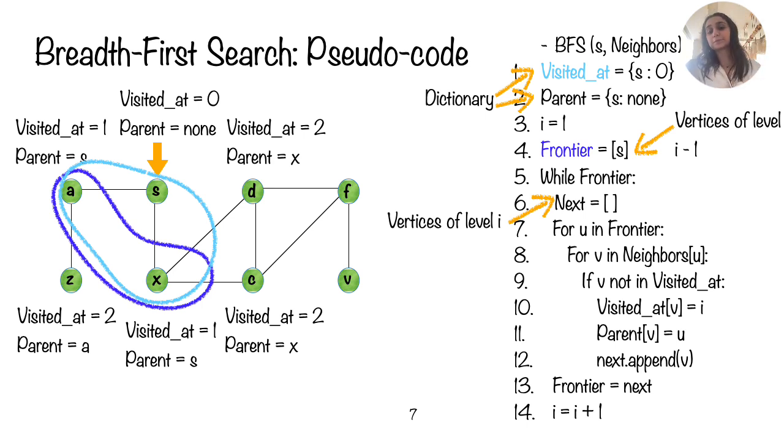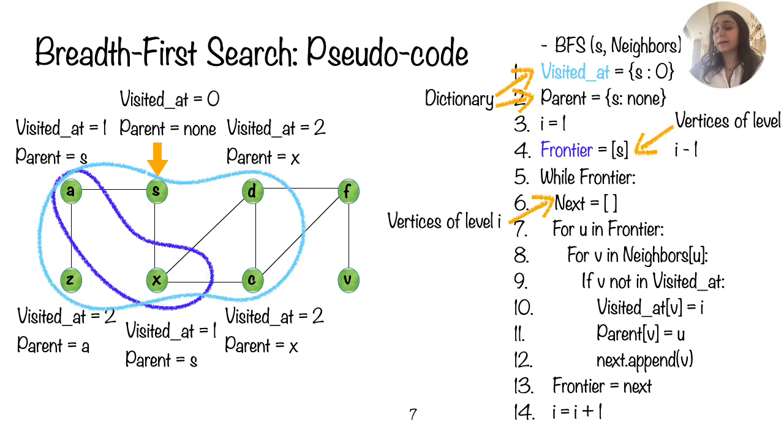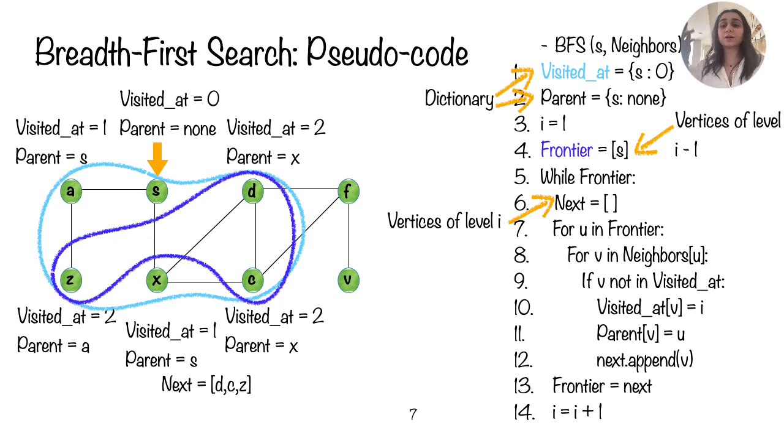Now I put frontier equal next, and notice that visited has increased throughout this loop. Visited has increased, so this is all containing water. And next contains D, C, and Z, which are the vertices that I've just pushed water on, and these are my frontier now. These are the vertices that are dark blue in the maze. Okay, and I keep going.